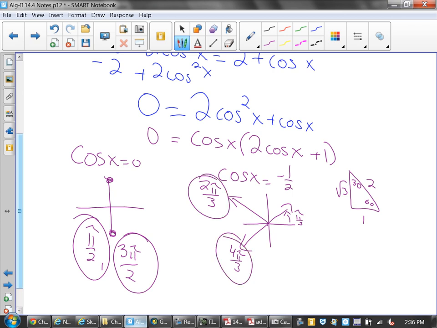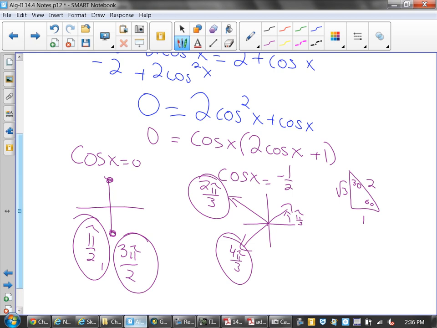So wait, so pi over 3 doesn't count as a solution? No, that's just the reference angle. We use the reference angle to figure out where it's going to be. Pi over 3 is not a solution. It's just the reference angle for this. Every time I start with the reference angle, then I figure out where I have to go with that. Sometimes the reference angle is a solution, but sometimes it's not. In this case, since I'm looking for the negative half, you went into where cosine's negative. Okay, I got it.